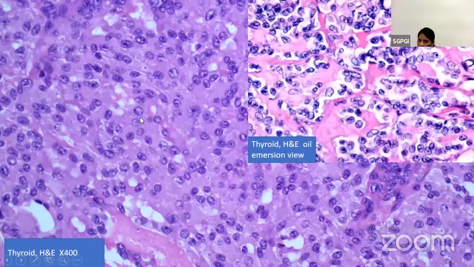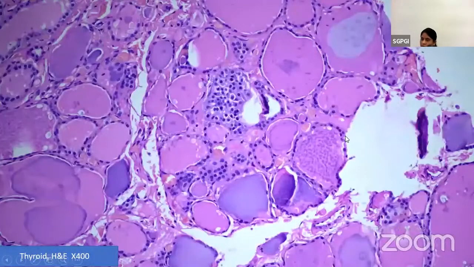Tumor cells are showing minimal pleomorphism with round to oval nuclei and prominent nucleoli with dispersed chromatin and a moderate amount of cytoplasm. This is the oil immersion view. Here we can appreciate the individual cell morphology and these congophilic deposits. This is another area of the normal part of the thyroid. Here we can appreciate the C cell hyperplasia, the clusters of C cells in the normal part.